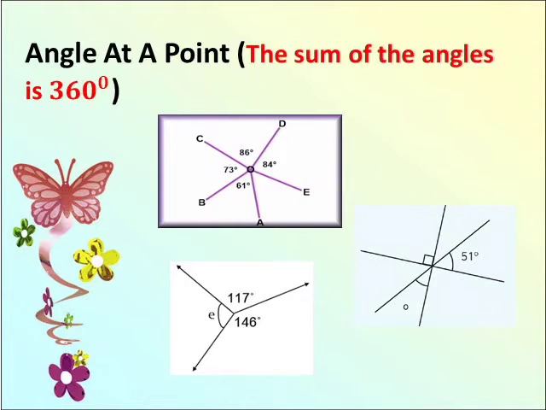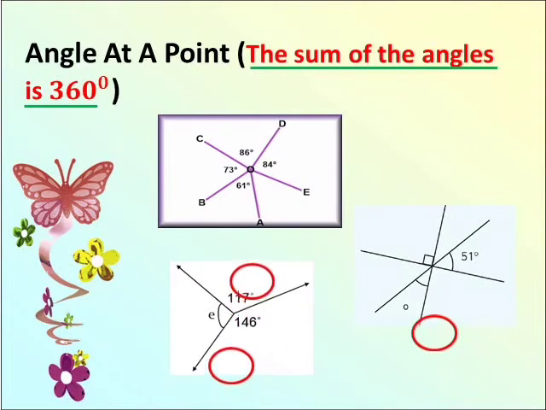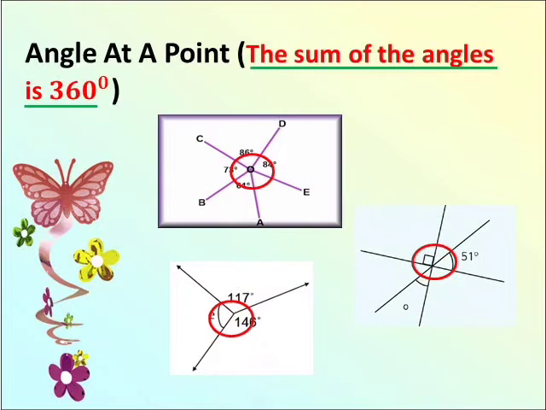So the point of angles at a point is that the sum of the angles will equal 360 degrees. See the red circle there? The total, or the sum, of every angle there will equal 360 degrees. That is what makes angles at a point different from angles on a straight line.